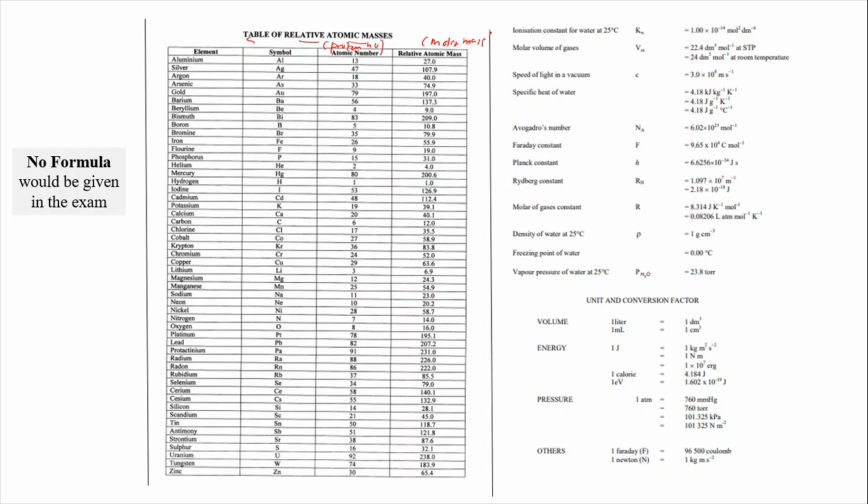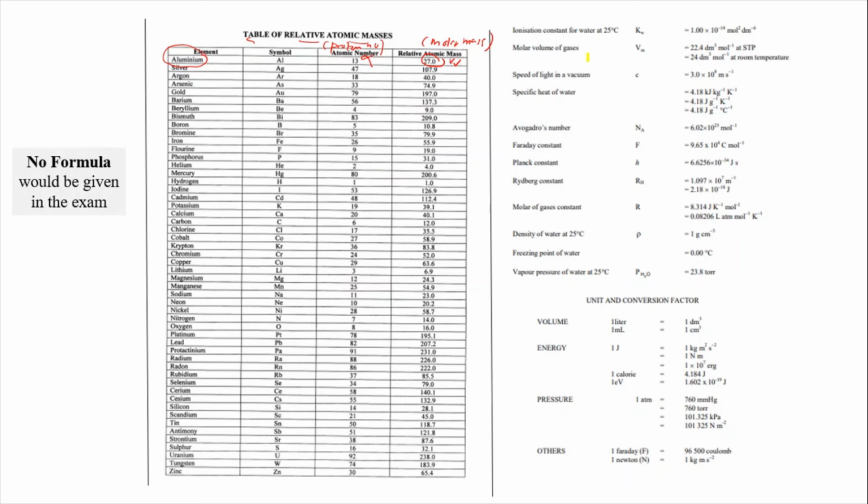You need to be very careful because some of you might make the mistake of finding the molar mass wrongly. For example, for aluminium, the molar mass is supposed to be 27, not 13. So 13 is the proton number, 27 is the molar mass. So be careful. On the next part, this is a list of constants.